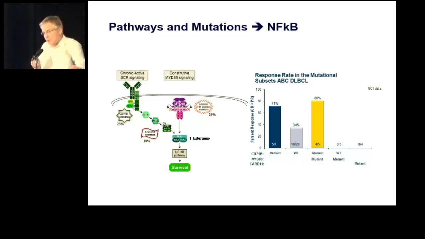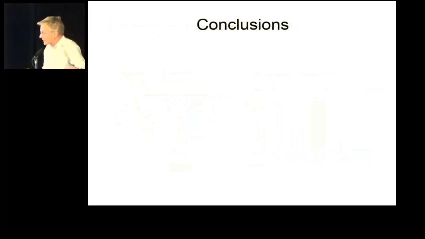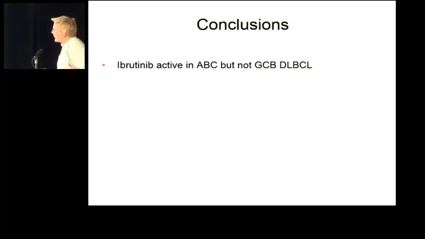And what this really raises is the idea that there is a smaller subset of cases that are completely dependent on the MYD88 pathway, and that this is probably a different pathway of pathogenesis leading to ABC large cell. And as you would expect, those cases that had activating mutants within CARD11, there was no activity. So what can we say?